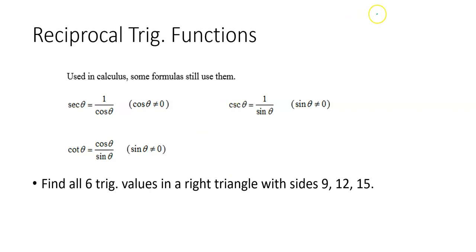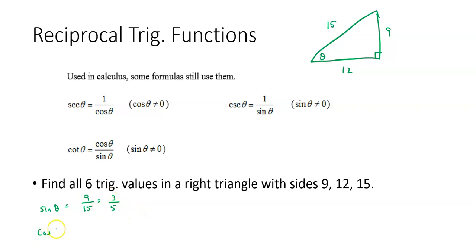we've got to first draw the triangle, then we've got to pick an angle. So let's put 9, 12. Two shorter ones are always the legs. That's the hypotenuse. So let's call this angle theta. So the sine of theta is opposite over hypotenuse. So opposite is 9, hypotenuse is 15. 9 over 15 simplifies to 3/5.